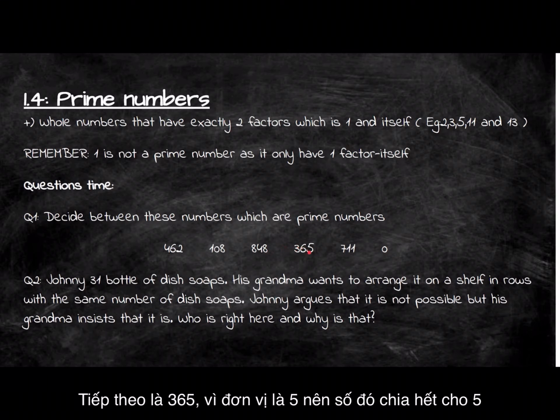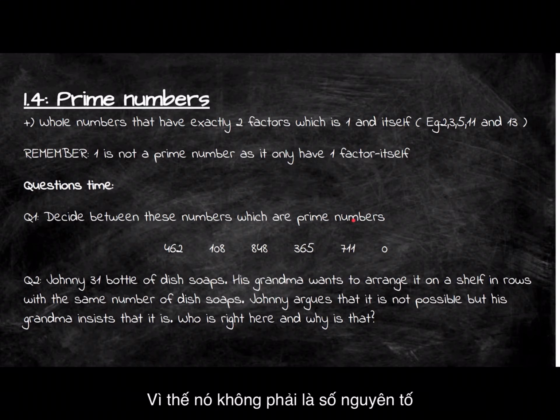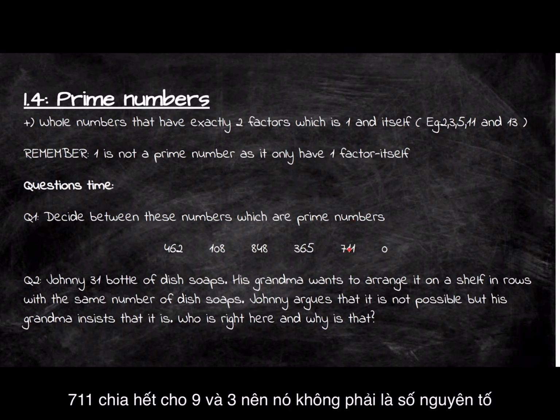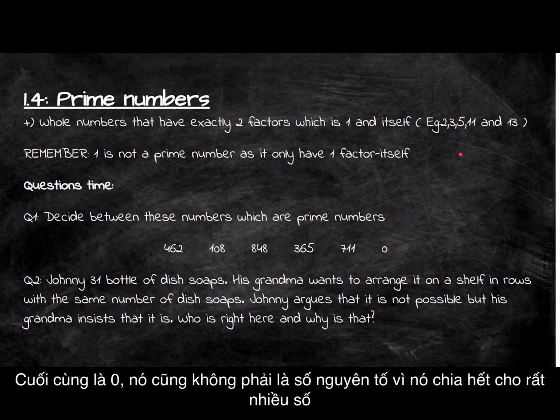Next is 365. Its unit number is 5, so it can be divided by 5, therefore it's not a prime number too. 711. If we add all its digits together, we get 7 plus 1 plus 1 equals 9, meaning that it is divisible by 9, as well as 3. It's not a prime number. And the final one is 0. It's also not a prime number because it can be divided by an infinite amount of numbers.